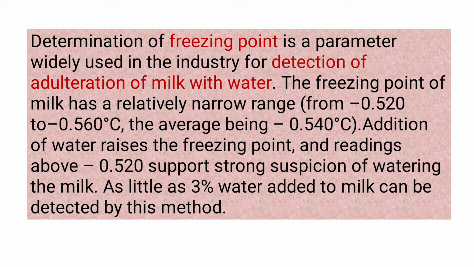Addition of water raises the freezing point, and readings above minus 0.520 support strong suspicion of watering of the milk. As little as 3% of water added to the milk can be detected by this method. Meaning the freezing point is one of the methods for detection of adulteration of milk with water.